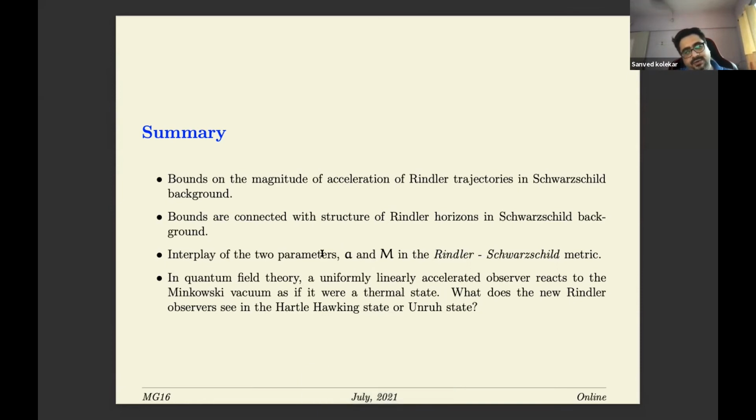Another question one could ask is, given our construction of the Rindler trajectories, what happens in the case of rotating black holes? Rotating black holes introduce additional effects, because of the dragging of inertial frames, satisfying the local hyperbolicity condition is non-trivial. So figuring out the solutions of Rindler trajectories in the Kerr geometry is non-trivial, and that is another thing we are currently looking at.